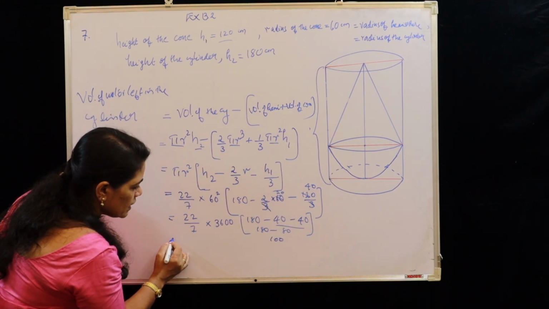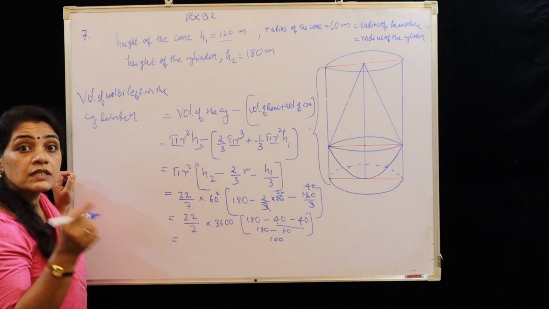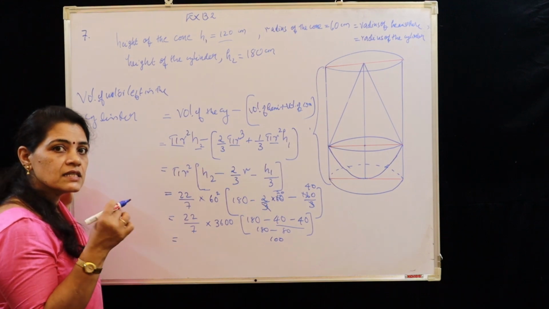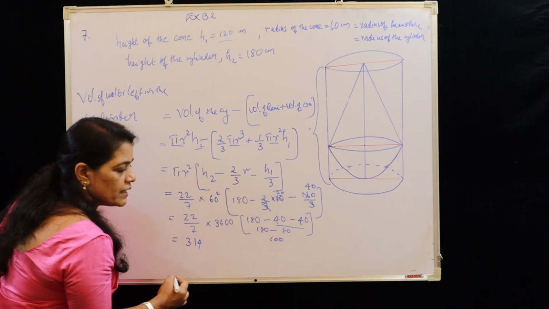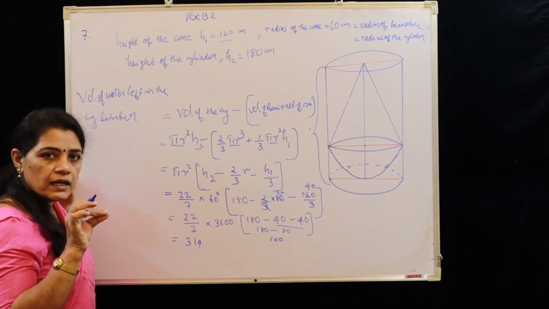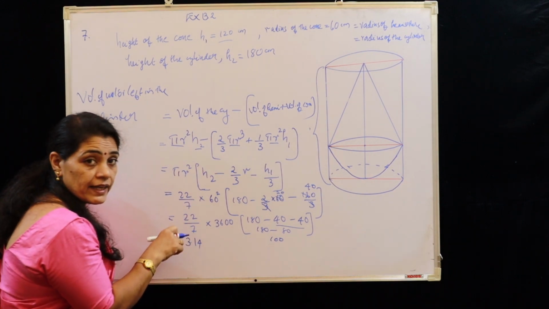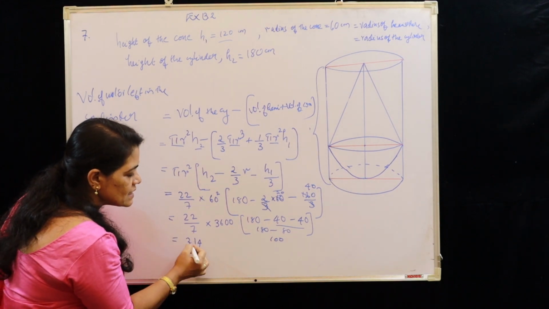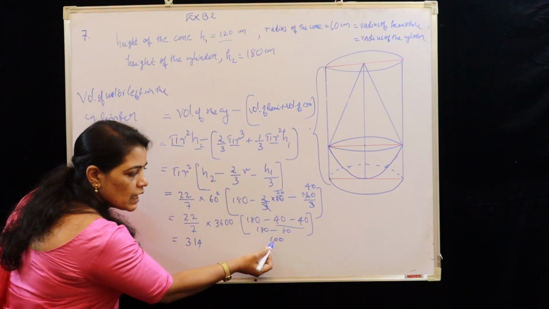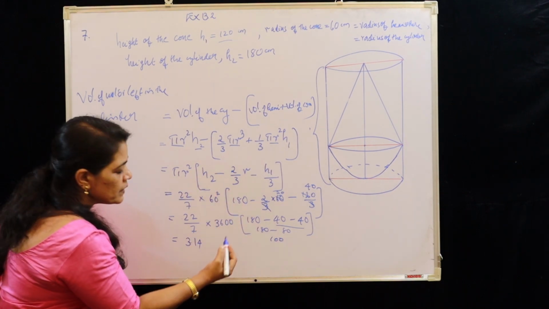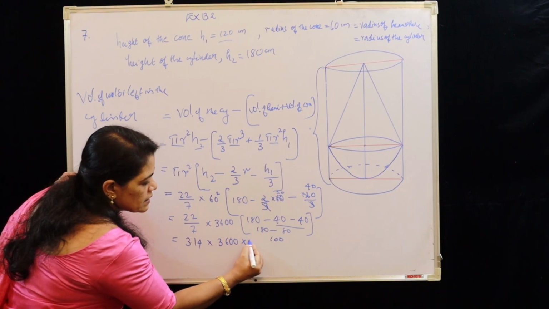So here it comes 22 by 7, and here it is 100. This is a very important point, children. Instead of 22 by 7, it would be better to substitute 3.14. It doesn't matter, because when you multiply with 100, it will become 314. Otherwise you have to divide again by 7, and you can avoid that step. So I have substituted 22 by 7 as 3.14 because we have exactly 100 here, so 3.14 into 3600 into 100.